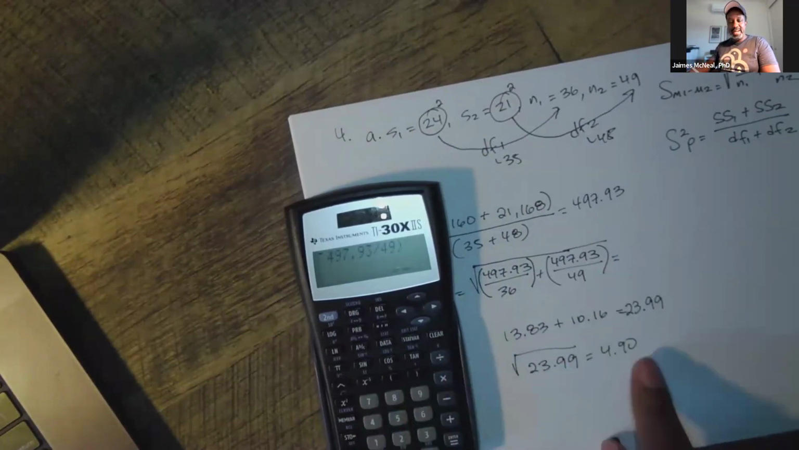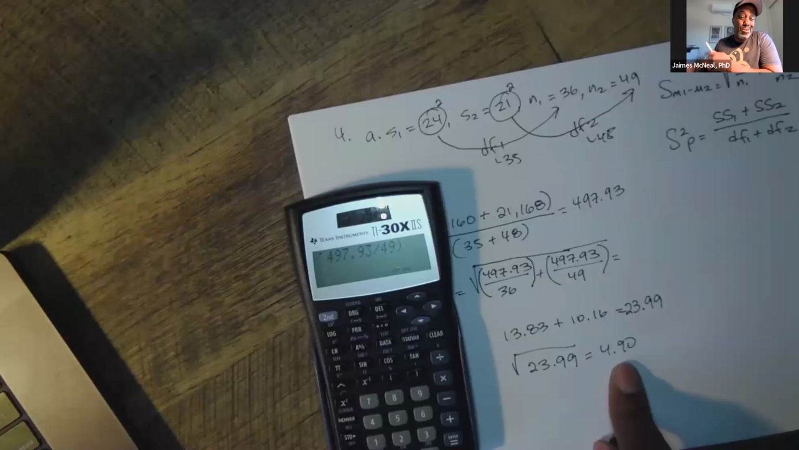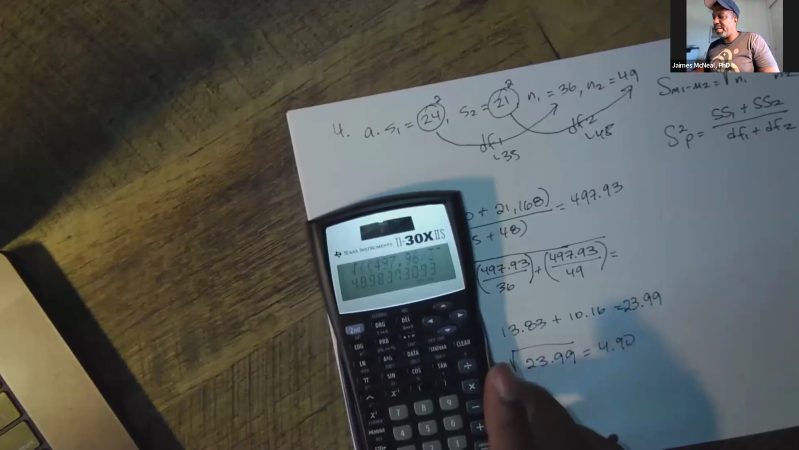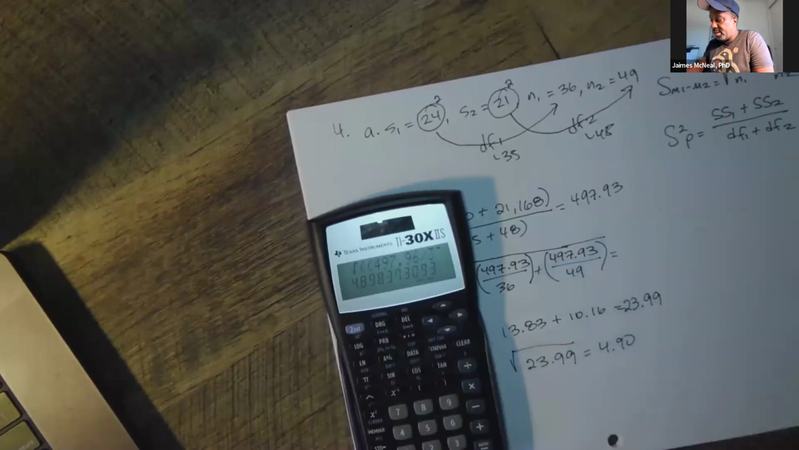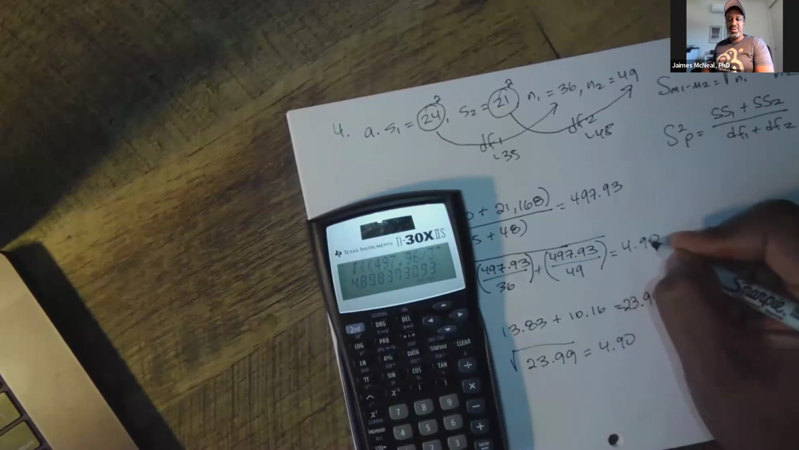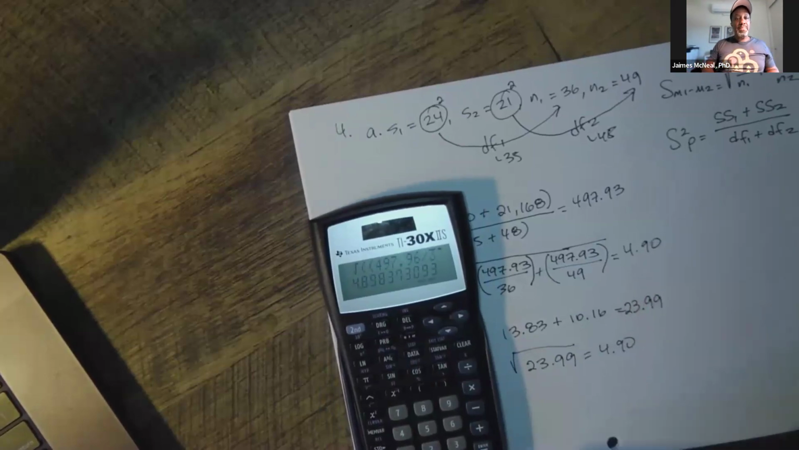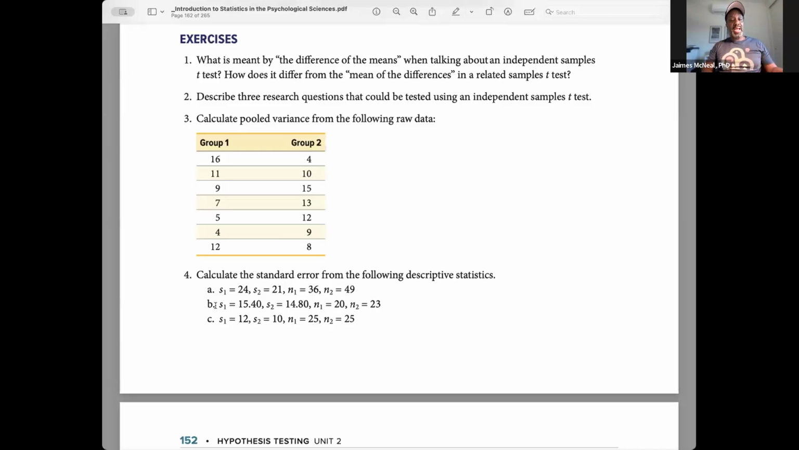Now, when I hit enter, we should get 4.90. There might be a rounding error, but yeah, 4.898, which is 4.90. All right, hopefully that gives you enough courage and confidence to try B and C by simply following the steps that I outlined.